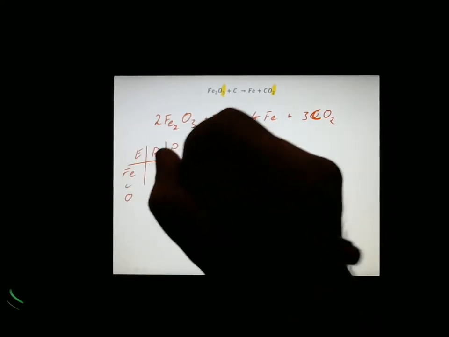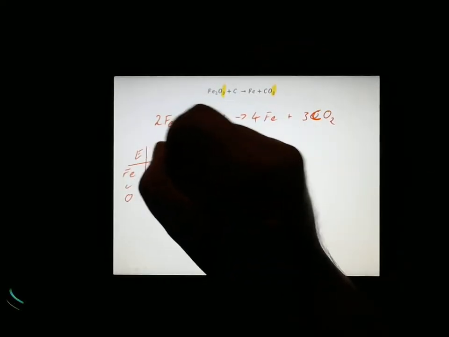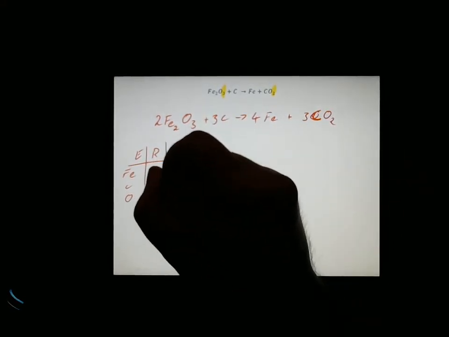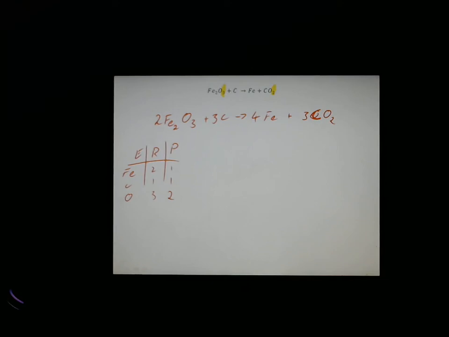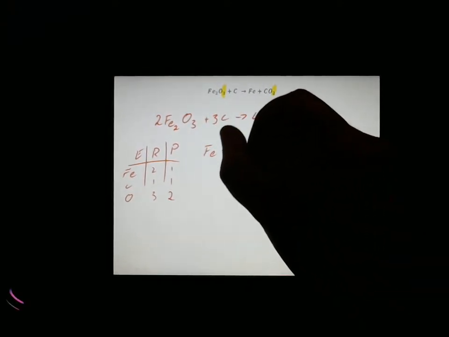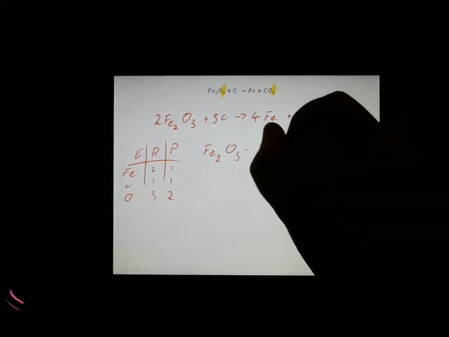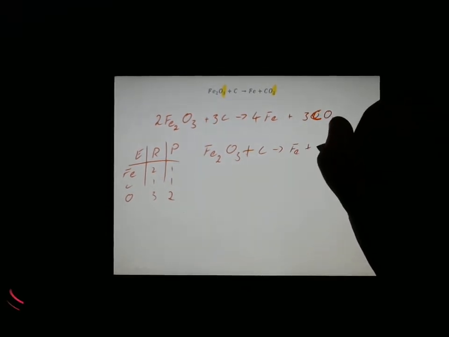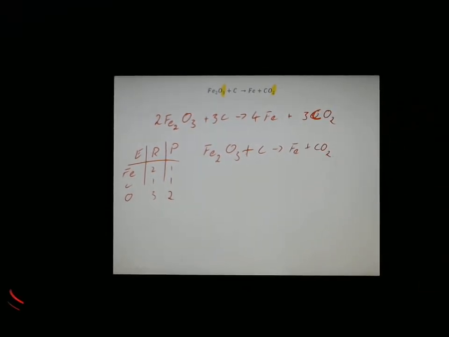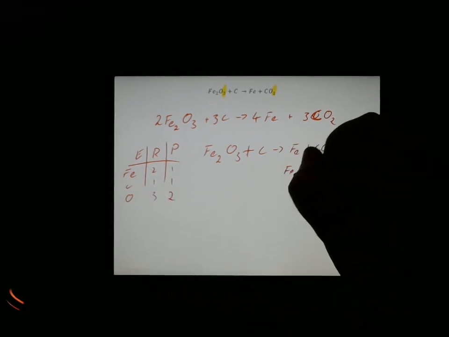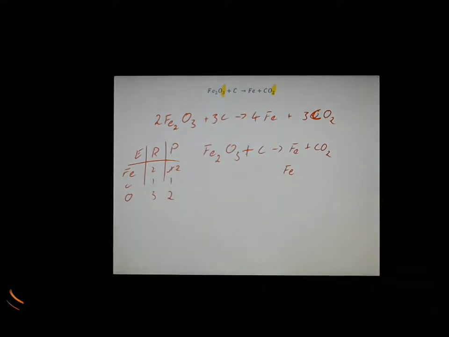If we did it with an ERP table instead, Fe, C and O, the original formula was 2, 1, 1, 1, 3, 2. So if I do it with the original, I'm going to rewrite it here. Fe2O3 plus C gives us Fe plus CO2. Okay, well I don't have enough Fe, so let's add another Fe over here. So that makes it 2. That's good. Iron's done, carbon's done, oxygen.